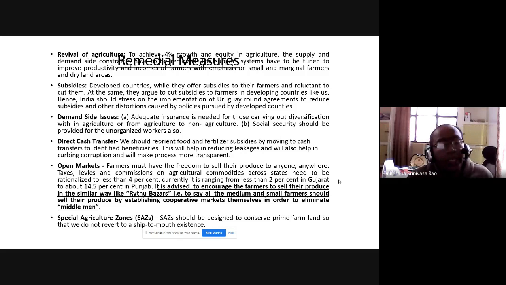Yes, so there are other remedial measures which I am trying to explain. The direct cash transfer system has been introduced in India and is being effectively implemented.